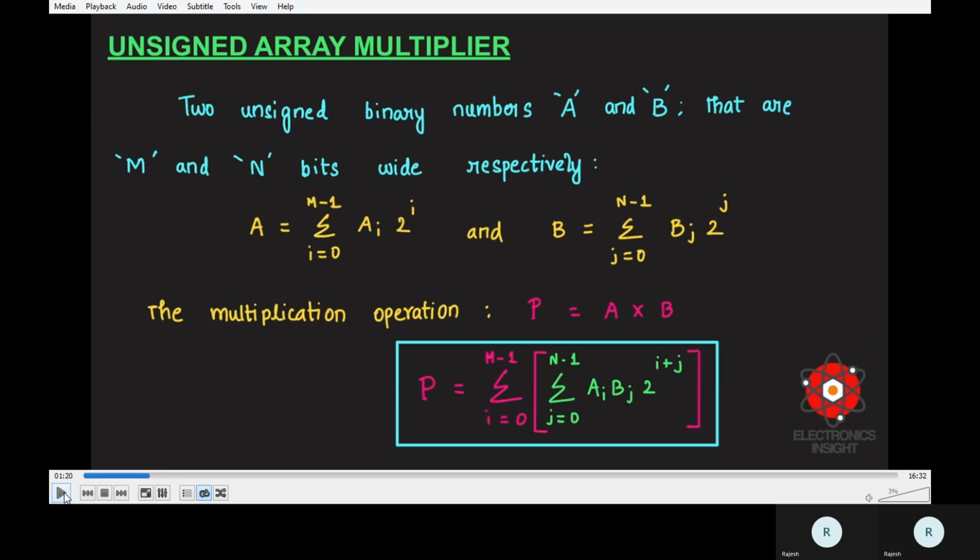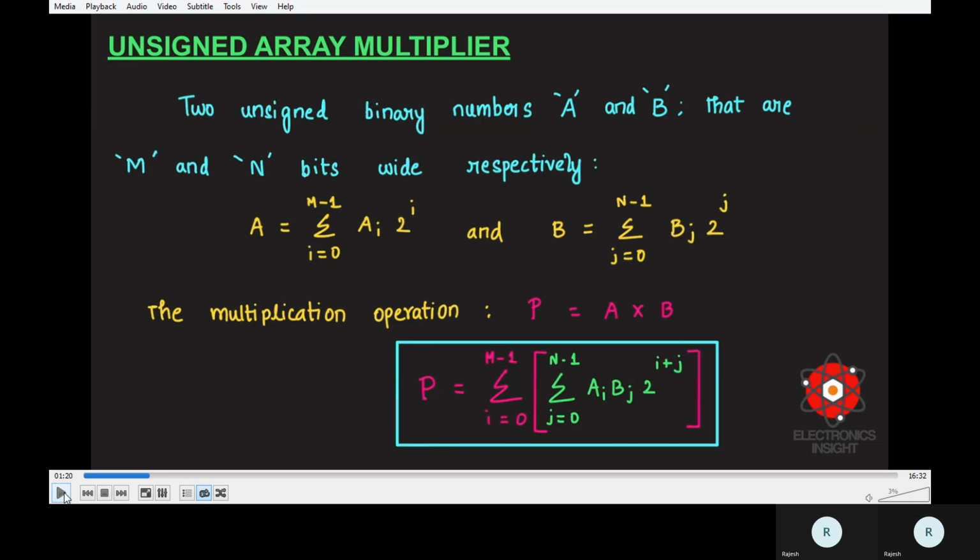How you write its decimal value is, you have to multiply each of the bits of the binary number with its weight. So how is weight obtained? Weight is obtained by 2 power of its position value. So that's why A can be written as sigma i equal to 0 to m minus 1 ai into 2 power of i. That is capital A. Another, B is equal to sigma j equal to 0 to n minus 1 bj into 2 power of j. So these are two numbers in terms of their representations.